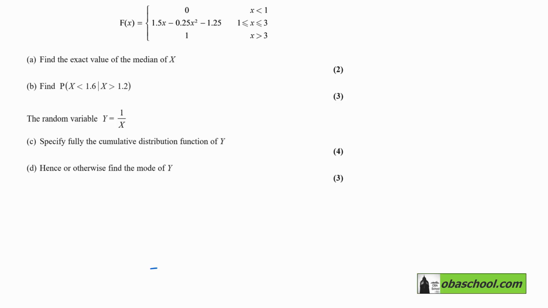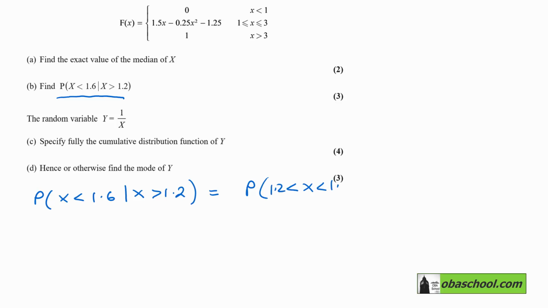We now want to find the probability that x is less than 1.6, given that x is greater than 1.2. So the probability of x being less than 1.6, given that x is more than 1.2, just using the conditional probability formula, is the probability that x is between 1.2 and 1.6 divided by the probability that x is more than 1.2.